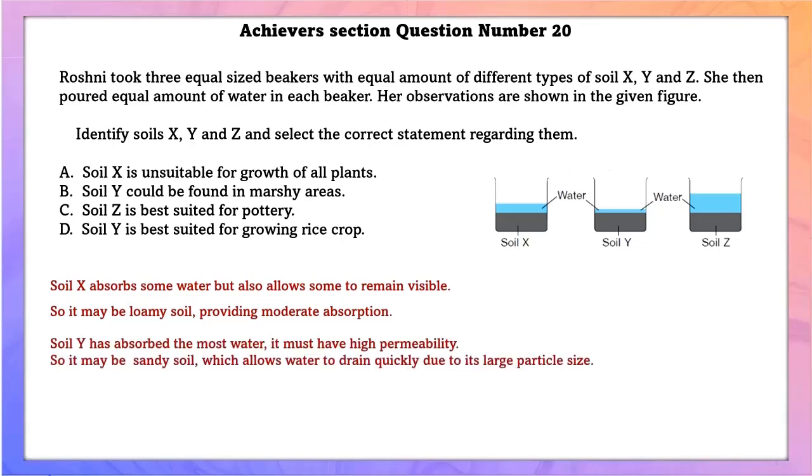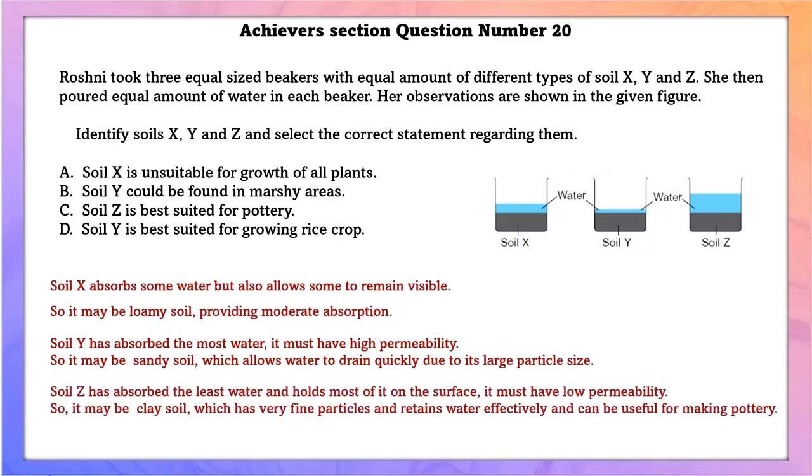Soil Y has absorbed most of the water. It must have high permeability. So it may be sandy soil which allows water to drain quickly due to its large particle size. Soil Z has absorbed the least water and holds most of it on the surface. It must have low permeability. So it may be clay soil which has very fine particles and retains water effectively and can be used for making pottery. Using this explanation, we can say that the C option, that is soil Z, is best suited for pottery is the correct option.